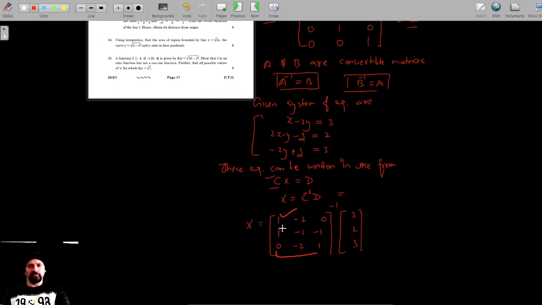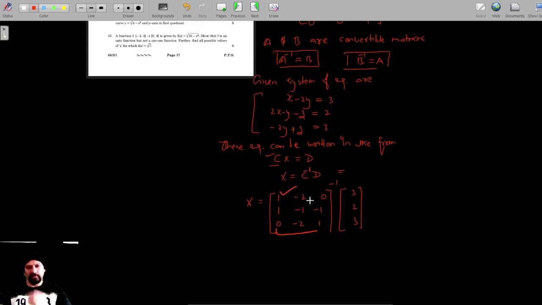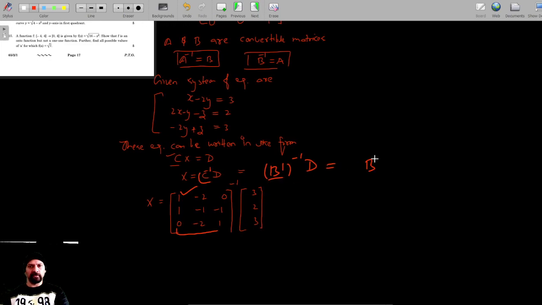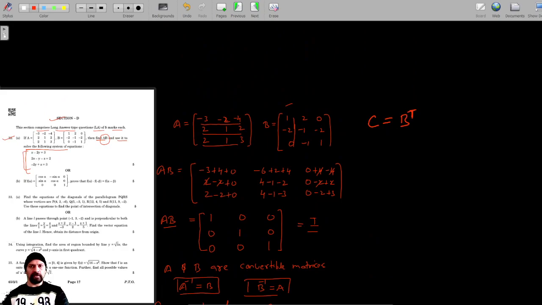So C matrix is 1, -2, 0, 1, -1, -1, 0, 2, 0. So C matrix is actually the transpose of B. So instead of C here, I can write B transpose inverse into B. Now this B transpose inverse can be written as B inverse transpose. So this is transpose, and C is equal to transpose of B.